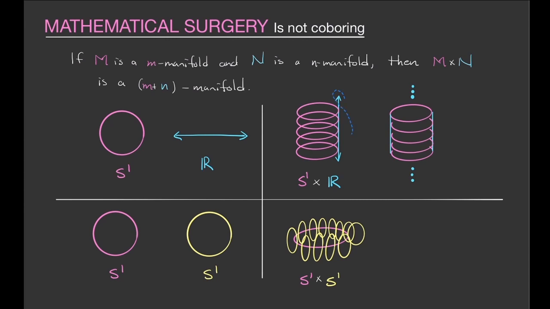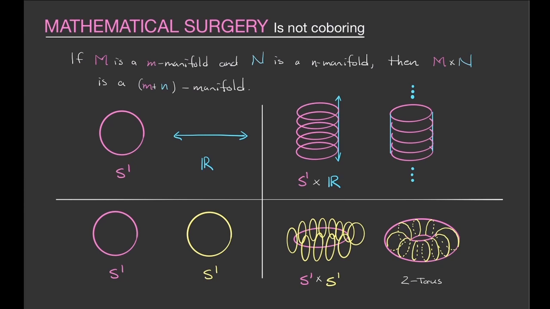So for each point of R, we had a copy of S1, or we could say at each point of S1 here, we have a copy of this S1. And if you clean that up, it looks like this, which is the torus. So S1 cross S1 is what we call the torus in general, or to be a little more specific, the two torus. Now what's really cool is you can imagine higher dimensional tori.